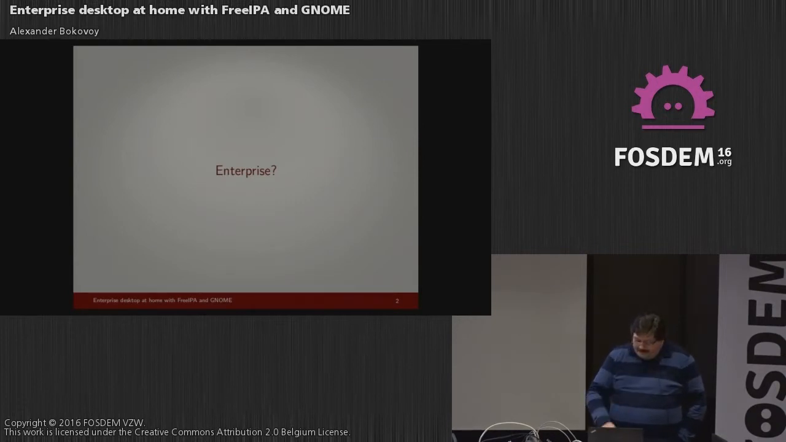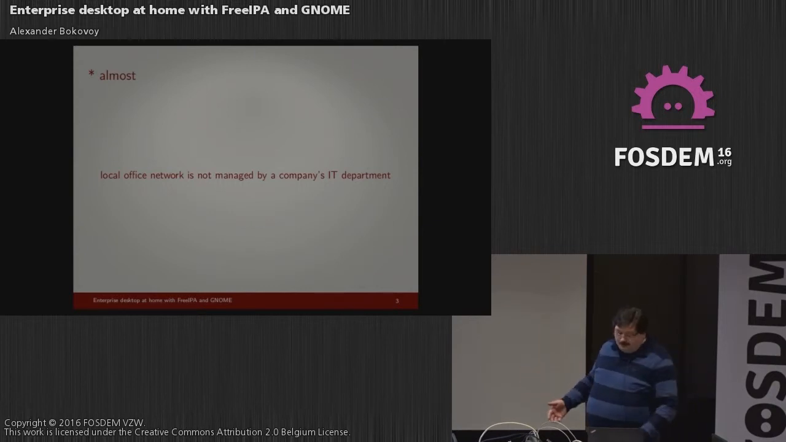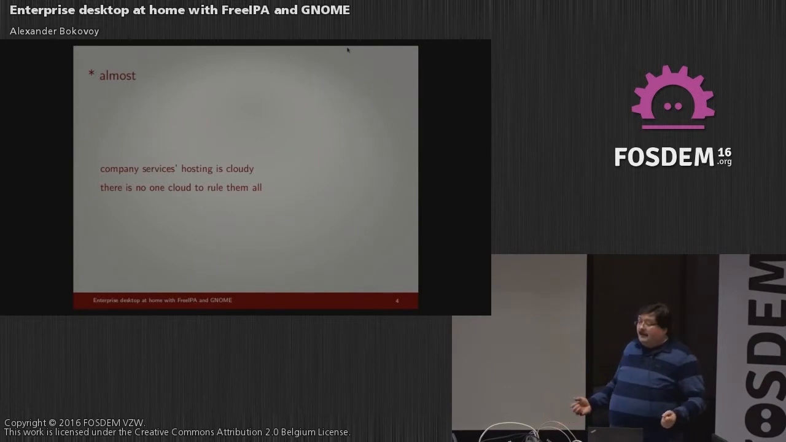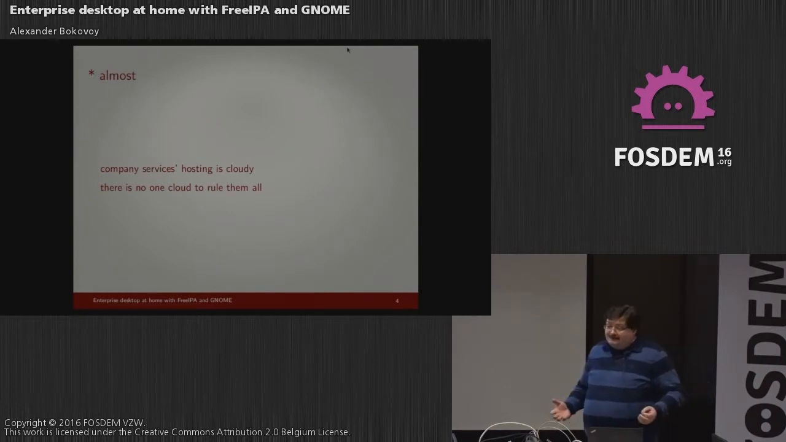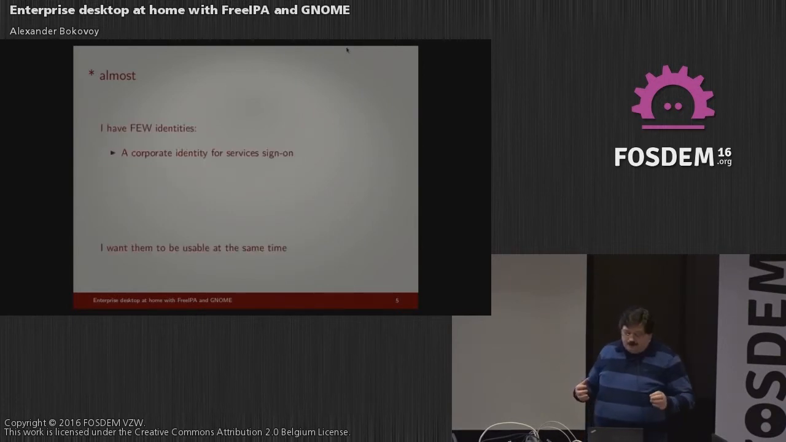And if I work from home, my local office network is not managed by my company. Yeah? I still kind of work for a company, but my office is my room, so I'm outside of the network that is managed by the company. At the same time, the company services are always cloud, and there are actually many clouds that these services utilize. Some clouds are internal, some clouds are external from external providers. And effectively, you get into a situation that you have multiple identities disorder. And this kind of disorder is a typical one.